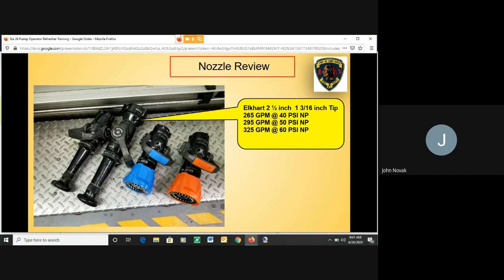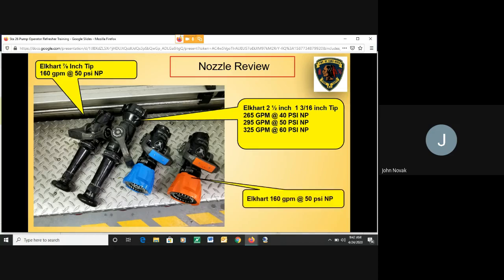Again, these nozzles can be underpumped or overpumped. What we mean by that is the optimal flow is 50 psi. The 2.5-inch nozzle at 50 psi nozzle pressure is going to give you about 295 gallons per minute. You can underpump it to get 265, or you can overpump it to get 325 GPM. He also purchased the 7/8 tip, 1 3/4 nozzle, and that's going to give us 160 GPM at 50 pounds nozzle pressure, optimum flow. Again, this nozzle can be underpumped or overpumped depending on what the situation is.